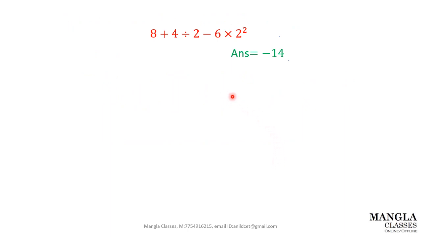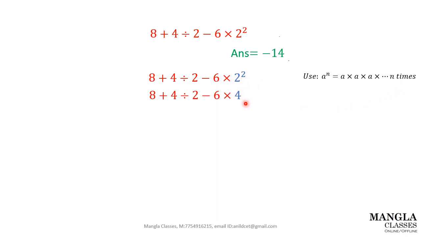Here in this example, I have taken only the order term for simplicity. So first simplify the order term. 2 raised to power 2 means 2 is being multiplied 2 times. For example, a raised to power n means a multiplied n times. So 2 multiplied 2 times will give you 2 into 2, that is 4.